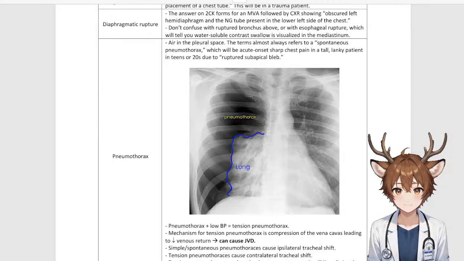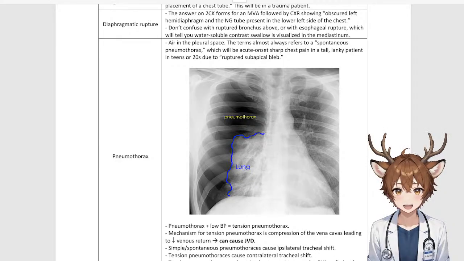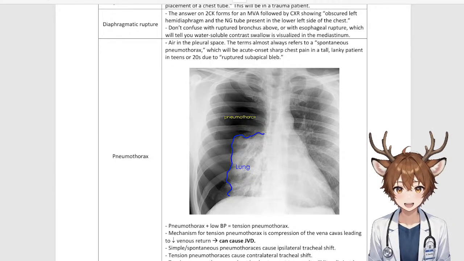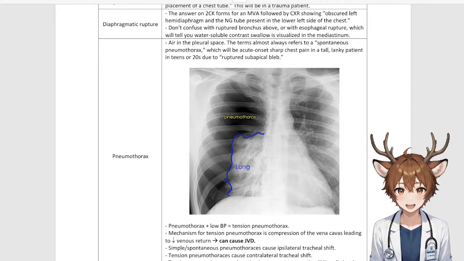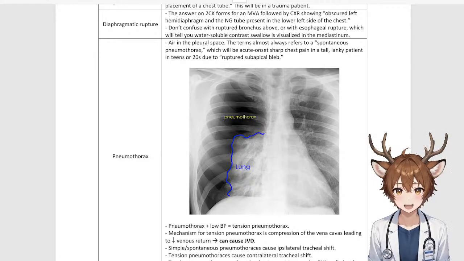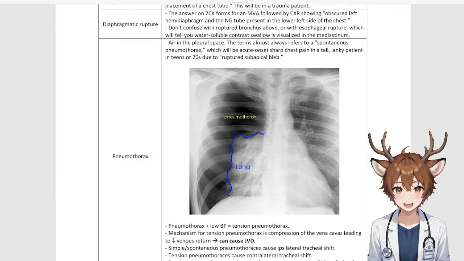Pneumothorax. Let's talk about it. Okay, pneumothorax, air in the pleural space. The term almost always refers to a spontaneous pneumothorax, which will be acute onset of sharp chest pain in a tall, lanky patient in their teens or early 20s due to a ruptured subapical bleb. Pneumothorax plus low BP equals tension pneumothorax.